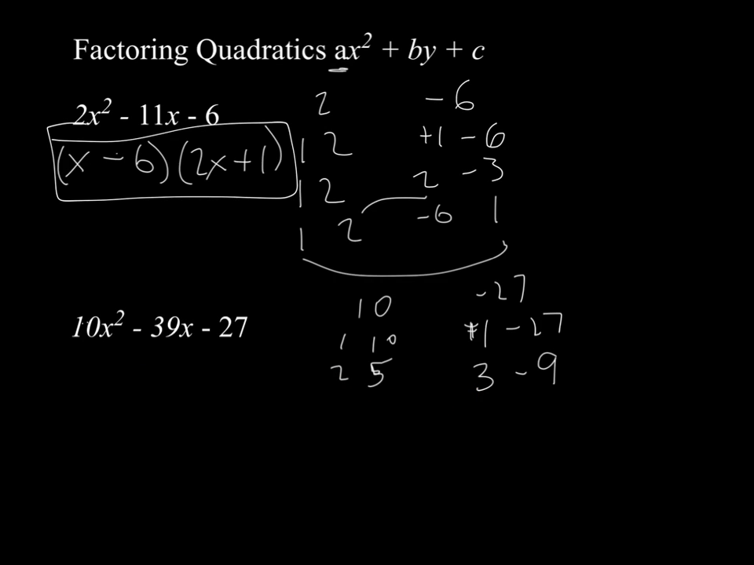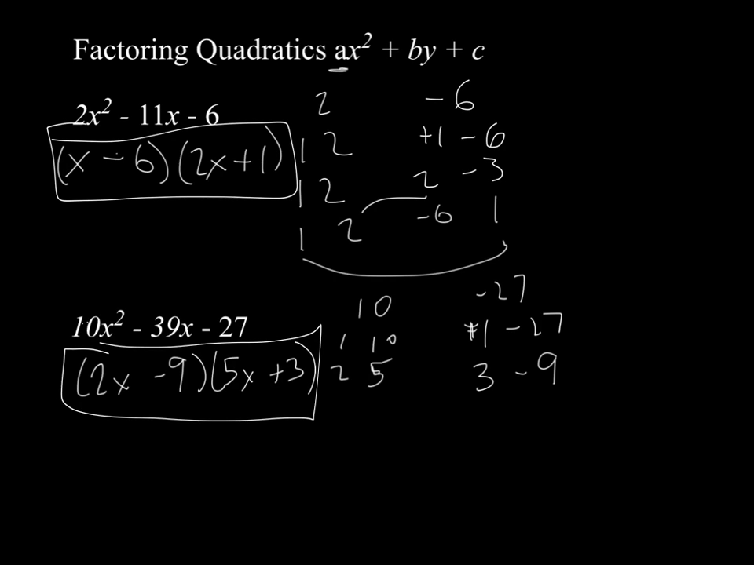So I do have my numbers here, but I want to make sure the 5 multiplies the 9, and the 2 multiplies the 3. So it's going to be a 2x and a 5x. We want the 2 to multiply the 3, so we want to make sure we put that on the outer part here. So that's a plus 3, and the inner is going to be the negative 9, because we do want the negative 9 and the 5 to multiply. Negative 45x, positive 6x gives us the negative 39x. So this is the correct factoring for that expression.